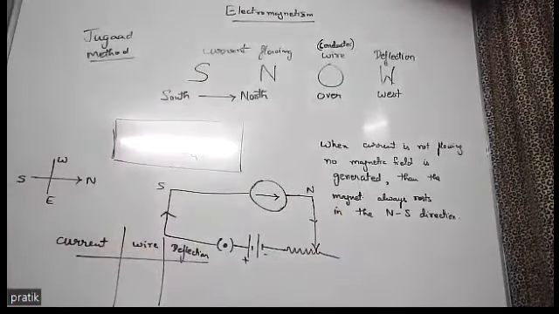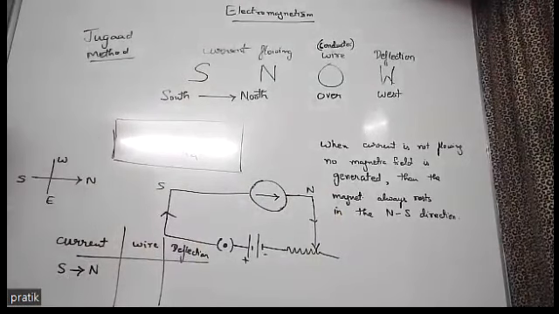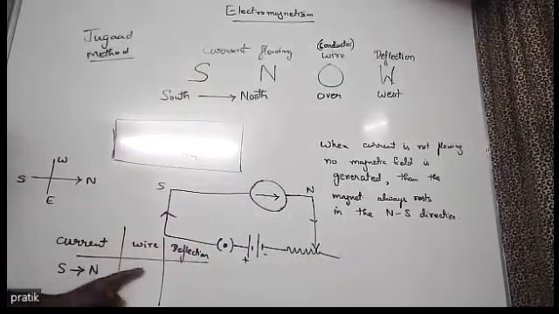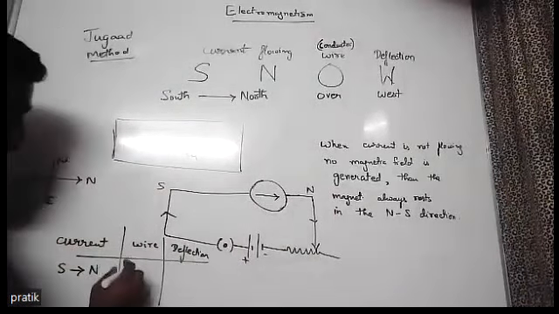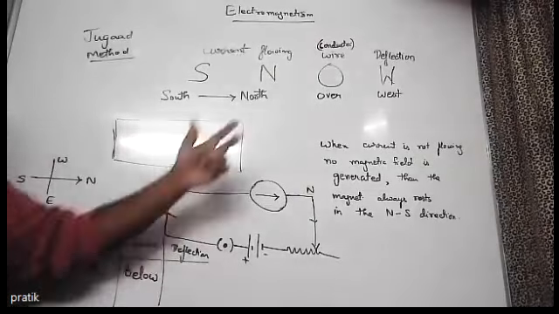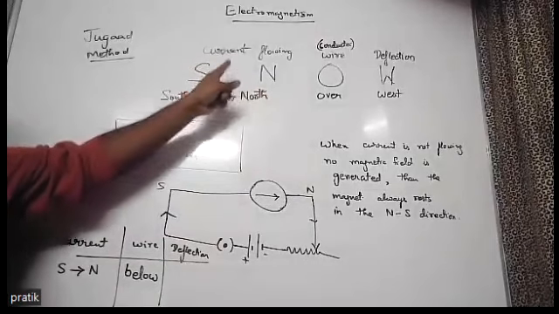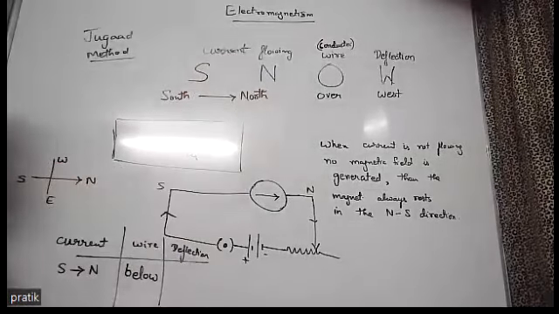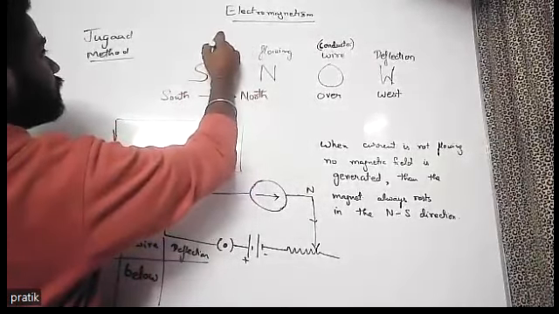So current is flowing in which direction? South to north. Yes. And the wire is below or over? Below. We are interested in the wire. We are not interested in the compass. Wire is below. So now let's go back to the SNOW rule. In the SNOW rule, the current must flow from which direction? It must flow from south to north. Correct? Current must flow from south to north.